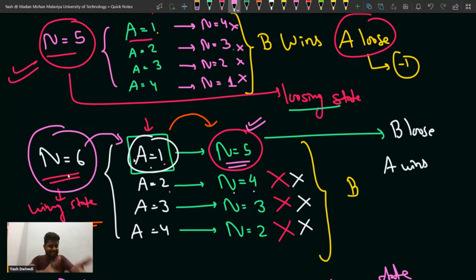If A gets 6 matchsticks, A will pick one matchstick, so that B gets 5 matchsticks, and B can lose, because 5 will be a losing state. So in that case, B will lose, because A wants to win. Both the players are playing for winning. I'm not trying to make A win; A automatically wants to win. I hope that this point is clear.